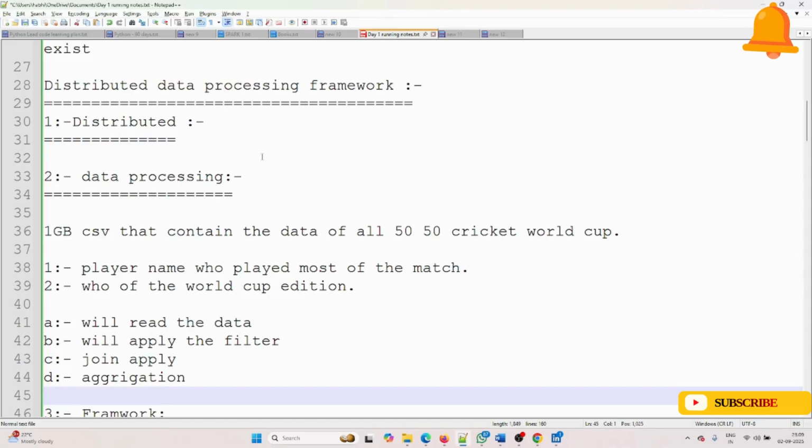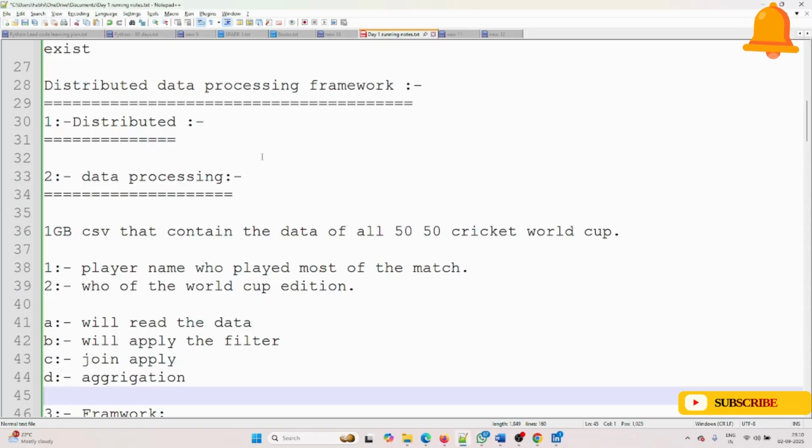So data processing means operations like filter, aggregation, join, and analyze data. Suppose anyone comes to me and asks, I have a 1 GB CSV file that contains the data of all the 50-50 cricket World Cups. I have a few questions I want answers to, like the player name who played the most matches, and the player who has played the most World Cup editions.